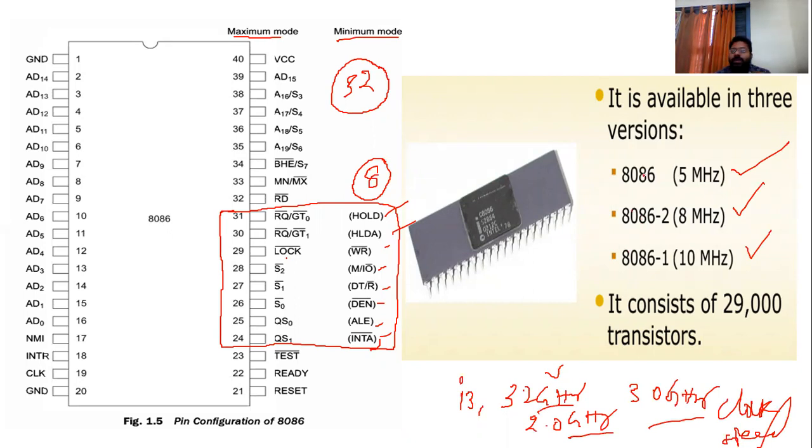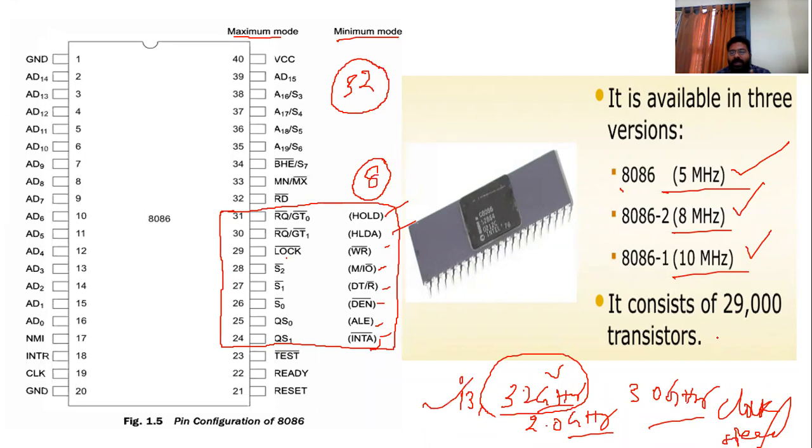But in our 8086 microprocessor, the clock speed is only 5 megahertz in one version, another version is 8 megahertz, and another version is 10 megahertz only. Nowadays processors are available at a minimum of 3.2 gigahertz, but the 8086 is in megahertz only. So you can compare the speed of the 8086; it is very low compared to present-day processors.